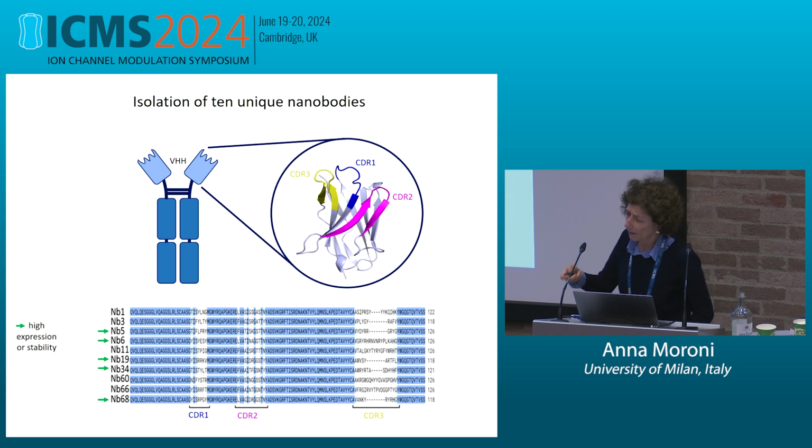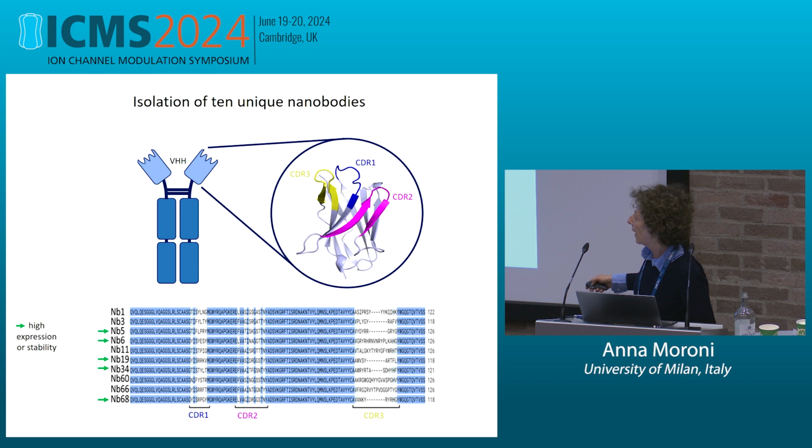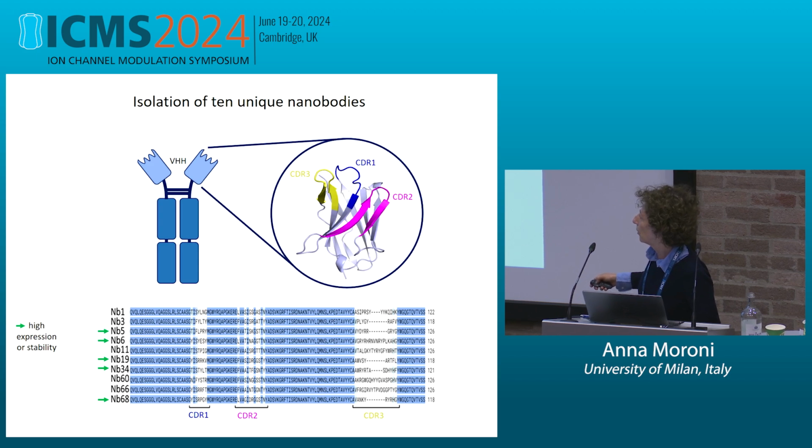So we thought that we could discriminate between these two conformations with the nanobodies. We sequenced 100, and we found 10 unique nanobodies at the last step of retrieval, of which we selected 5, indicated by the green arrow, because they were giving the highest expression level in Escherichia coli and also the highest stability of the protein once purified from Escherichia coli. And we started to check if they were specifically binding HCN4.